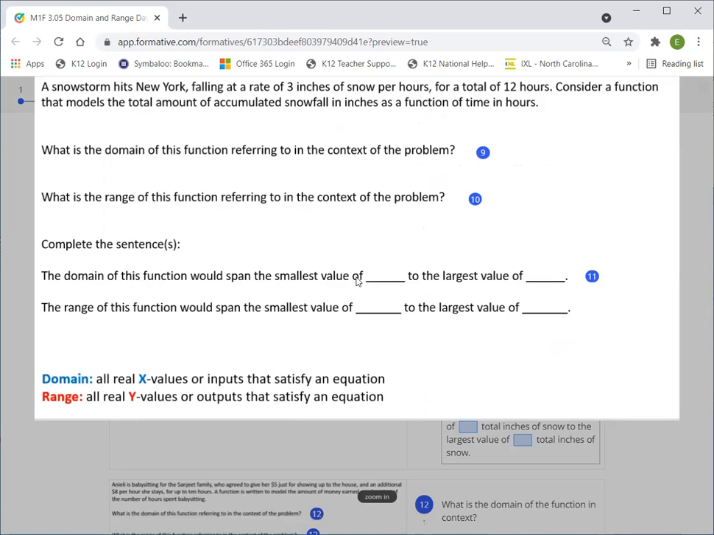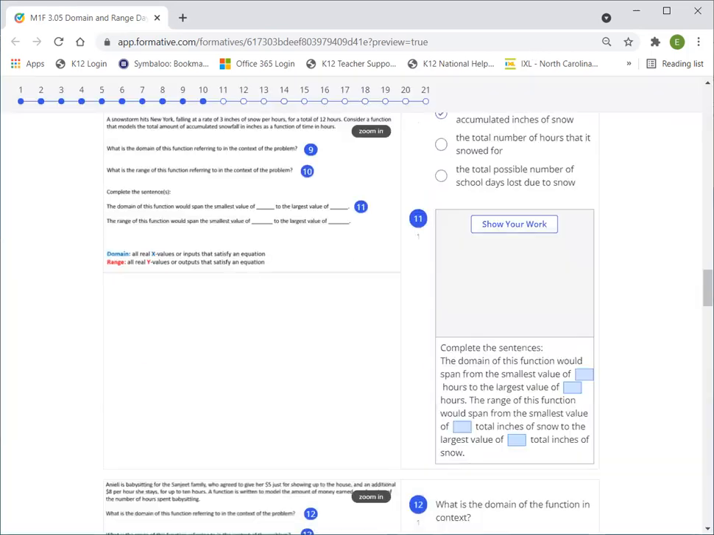Okay, so it could not snow at all, so it could snow for 0 hours. And then the largest time it says it's going to snow for is 12 hours. So the range would be from 0 to 12.